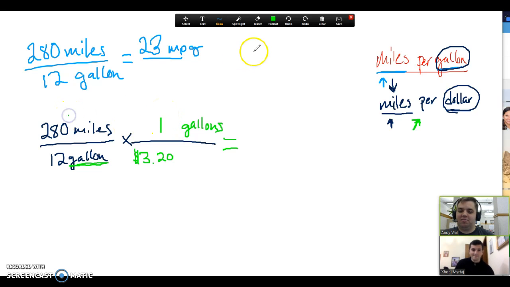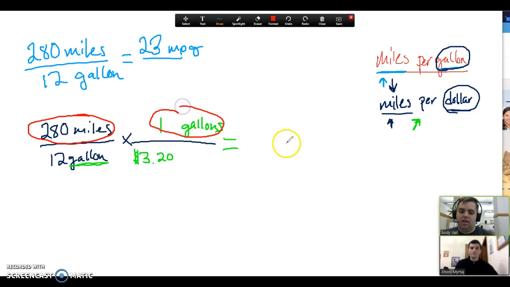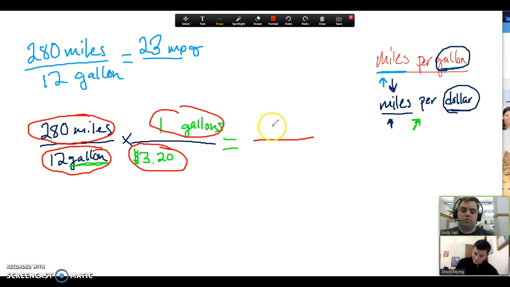All you have to do is multiply the top, and I'll pick a new color. Multiply these two numbers, 280 times 1, and then multiply 12 times 320. So 280 times 1 would be 280 itself. And then 12 times 3.20.